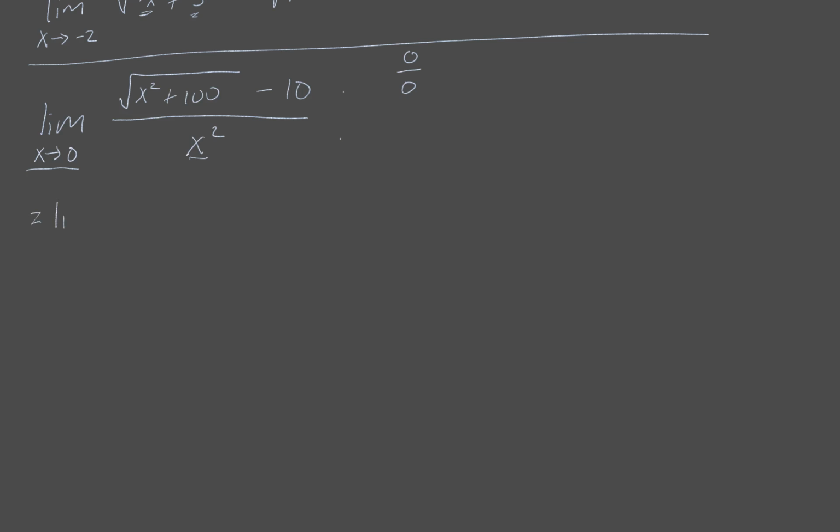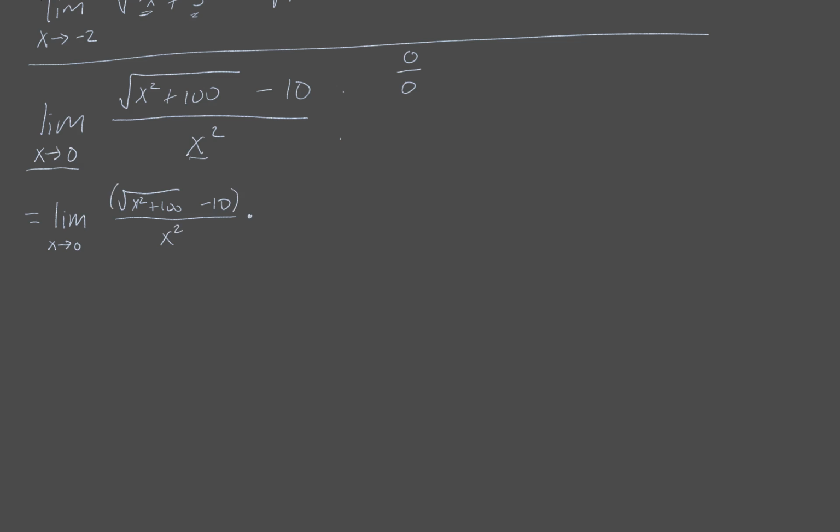So this is still the limit. I have to carry that limit through because I haven't actually taken the limit yet, so until we actually take the limit, we write down that we still need to take it. So we still need to take the limit as x approaches 0 of the square root of x squared plus 100 minus 10 over x squared. And I'm going to rationalize the numerator. If I rationalize the numerator, maybe some things will cancel.